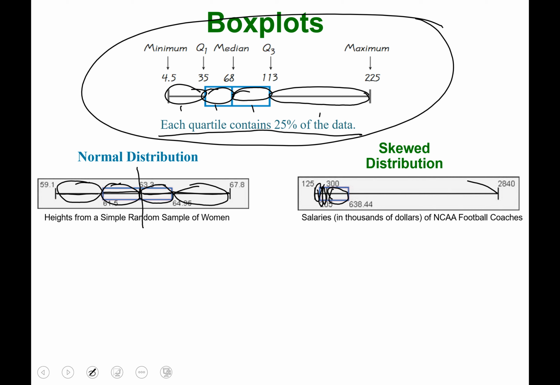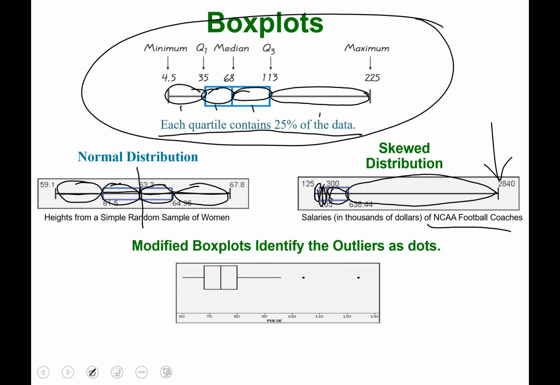The top 25% of coaches, their data is not bunched up. It's very spread out. So there's a large variation in this top 25%. They're paid anywhere between $638,440 and $2,840,000. What does that compute to? $2,840,000. That's a lot of money to make in 1 year. So if you're good at coaching football, maybe you spend some extra time there and see if you can find yourself being this guy right here, or girl.